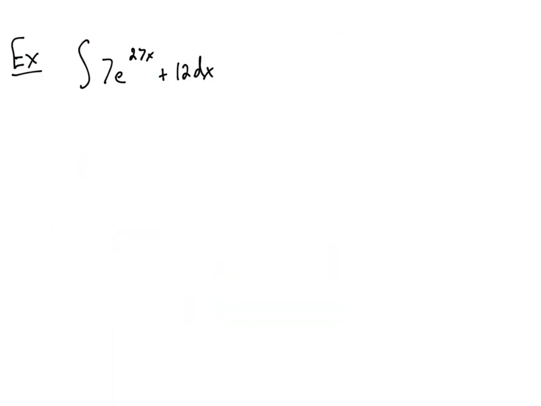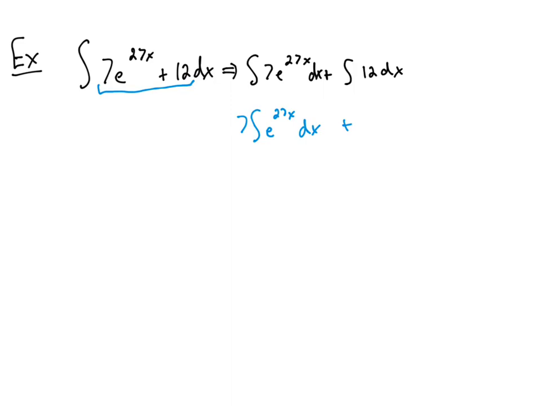Okay, let's do one last integral here. In this one we have two terms separated by an addition sign. So what I'm going to do is rewrite this as two separate integrals: the integral of 7e to the 27x dx, plus the integral of 12 dx. This will just make it a little bit easier to calculate two integrals instead of this more complicated expression all at once. So I'm going to bring out the 7: 7 times the integral of e to the 27x dx, plus the integral of 12 dx.